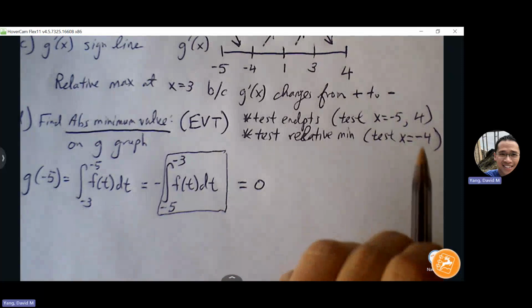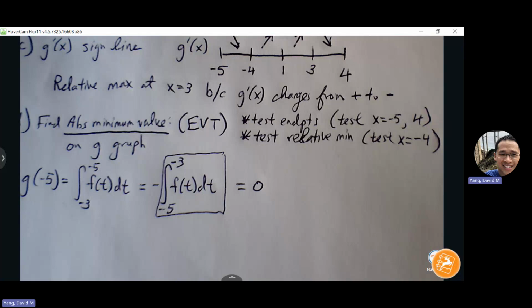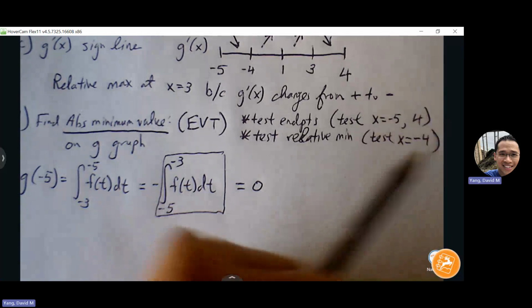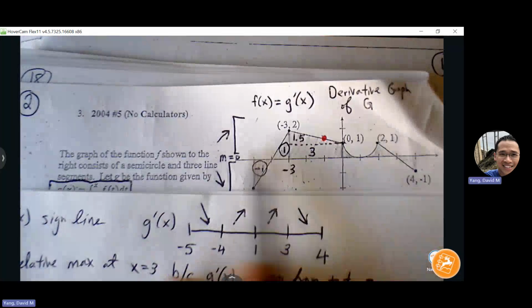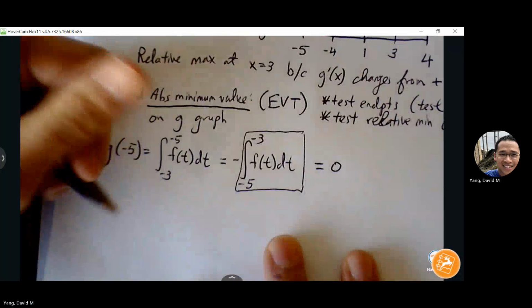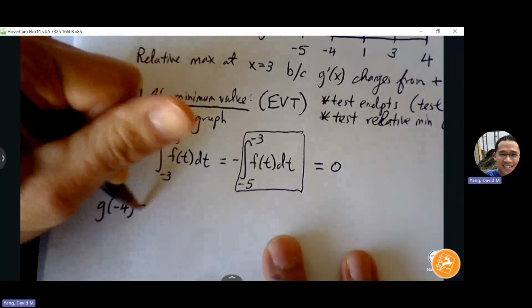Yeah, we can test 4 or -4. I'm going to go from left to right. That way, we can kind of just accumulate, but it's fine. If you want to test them out of order, that's no big deal. It doesn't matter which order you test these points.